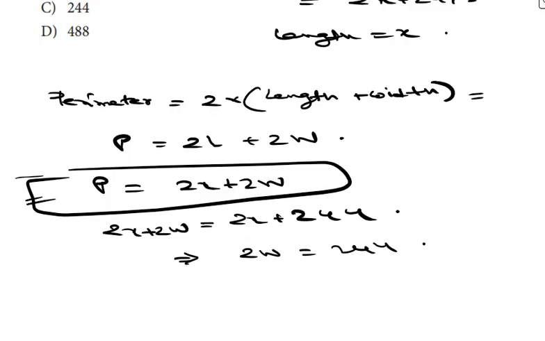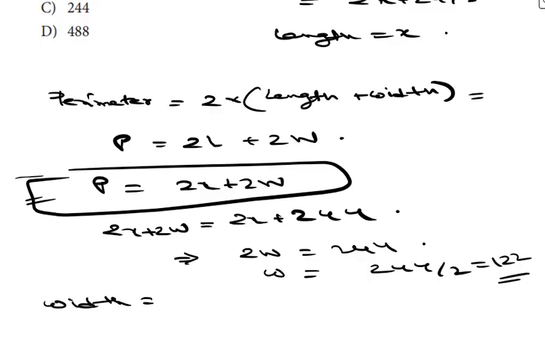Okay, now divide both sides by 2, then we get w is equal to 244 by 2, that is 122. Okay, so the width of the rectangle is 122 centimeters.